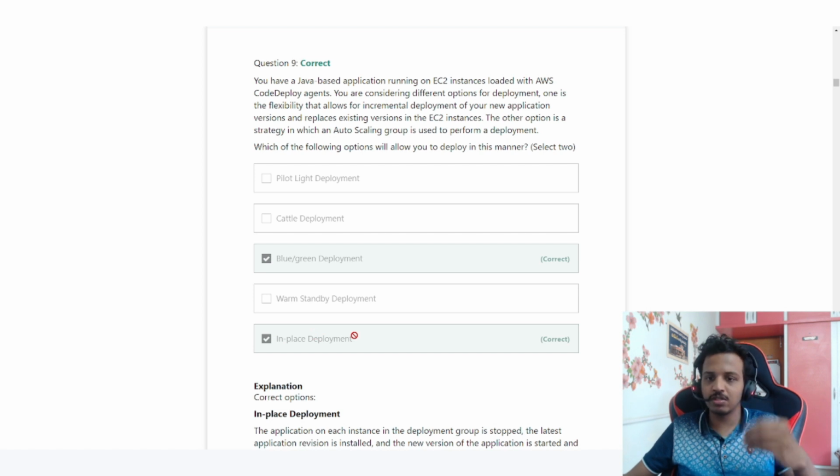Okay, in place deployment itself could be the solution, and blue green itself could be the solution, but because it is multiple choice we get to know that both of them are suitable and we can choose any of them. Okay, so that was the type of questionnaires.